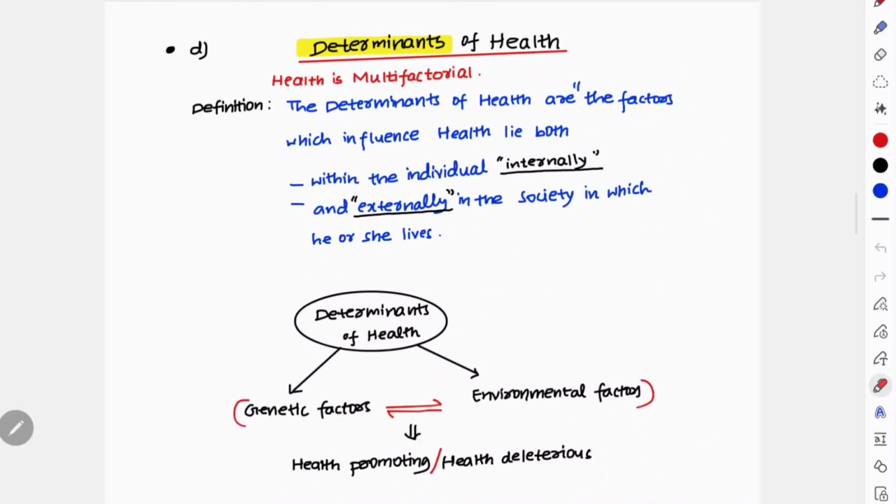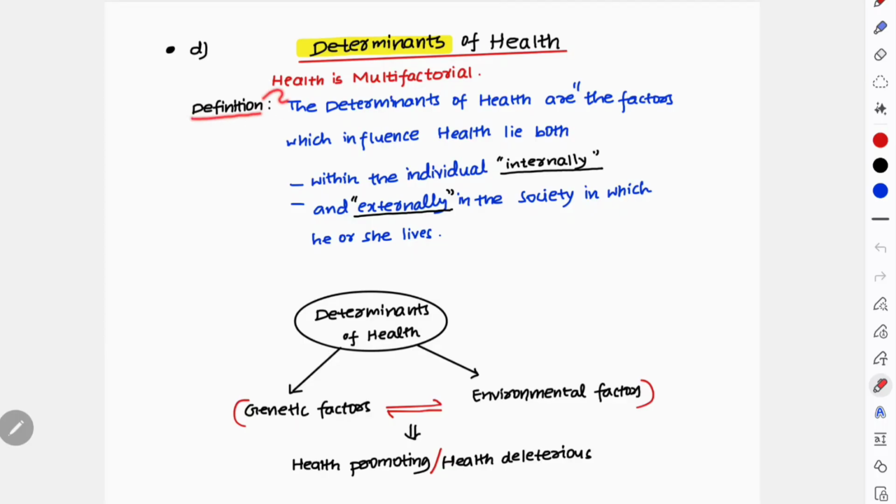So in this video we'll discuss the determinants of health. Determinants which determine the health. As we all know, health is multifactorial, that is, health depends upon many factors. It doesn't depend upon a single factor, and it is multidimensional also.